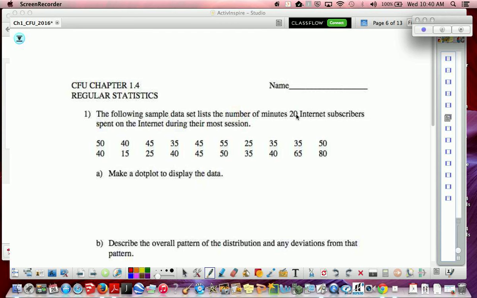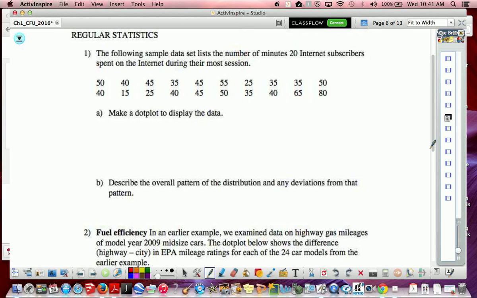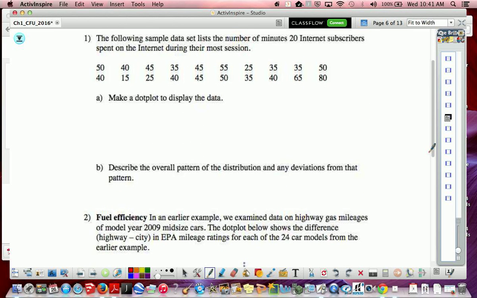So the first question here says, the following sample data set lists numbers of minutes 20 internet subscribers spent on the internet during the most common session. Notice how we have numerical value, quantitative data. So here's the different minutes that people spent on the internet. Question A says, make a dot plot to display the data.